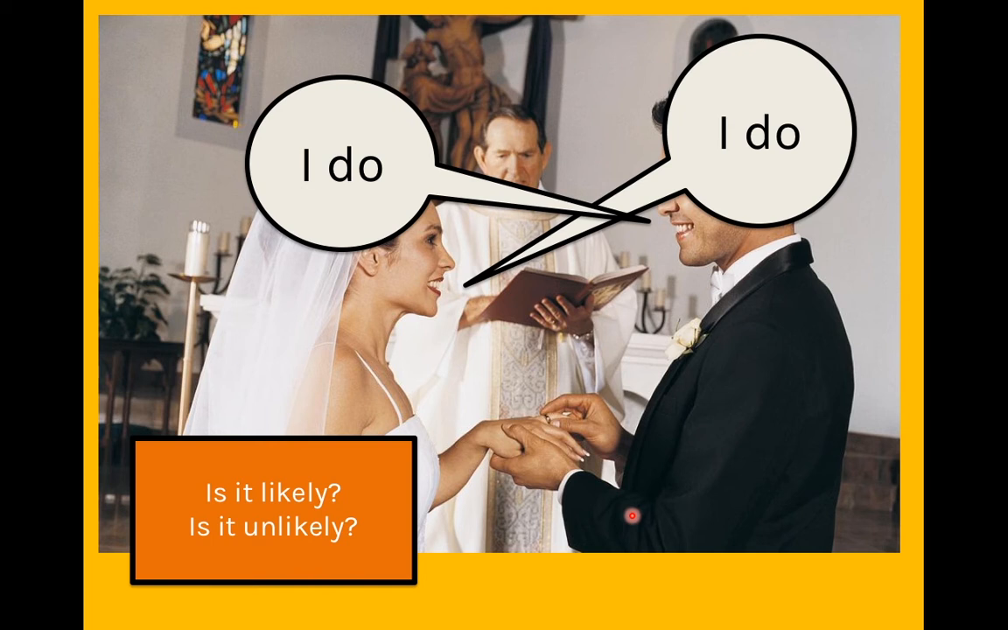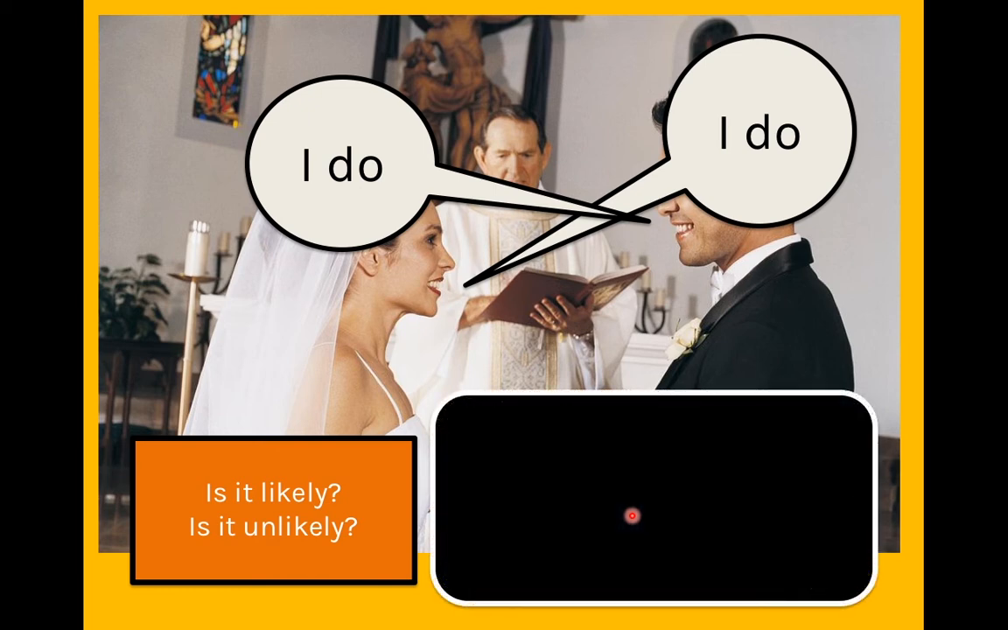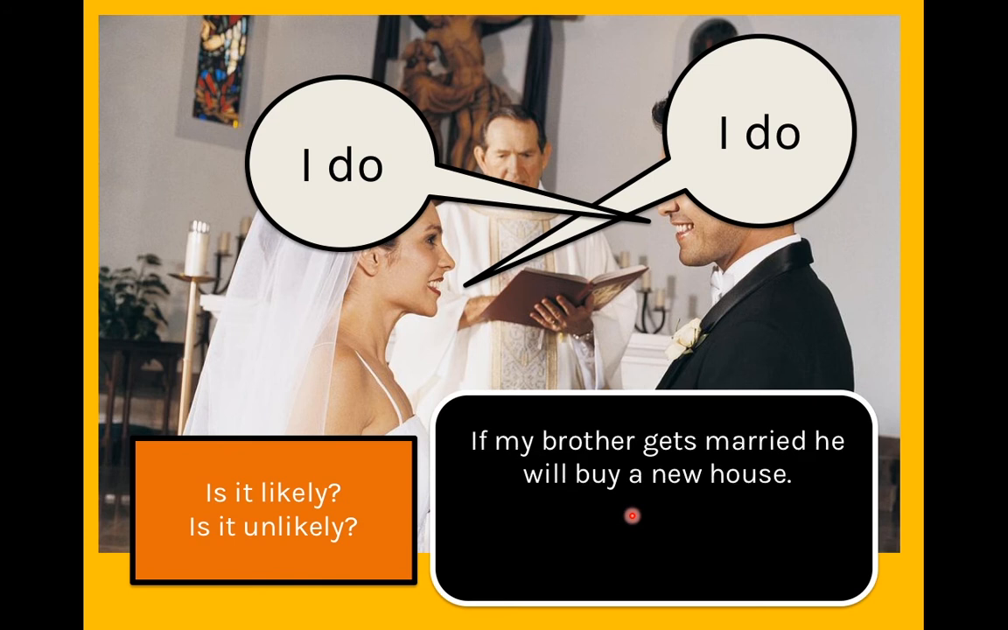So we're going to make sentences in the first conditional. Let me show you an example first in which getting married is the condition. Let's talk about my brother. If my brother gets married, he will buy a new house because maybe he needs a bigger house to start a family. So if my brother gets married, he will buy a new house.